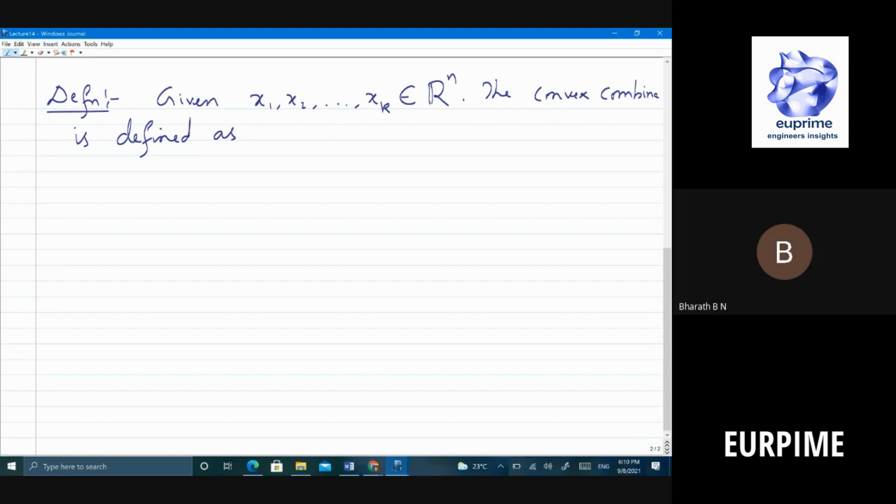Lambda and 1 minus lambda both turned out to be greater than or equal to 0. Let's generalize that, right? So how do I generalize? Sum over i equal to 1 to k of theta i xi. This will be the convex combination. Theta i should be greater than or equal to 0 for all i, and the coefficients, when you add them, should give you 1, just like lambda plus 1 minus lambda is 1. This is called the convex combination.